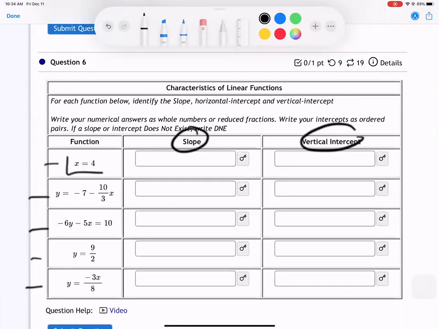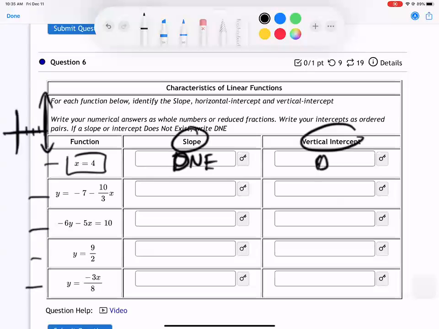So if x is equal to 4, do we have a slope? If I want to show you the graph, x equals 1, 2, 3, 4. That's a vertical line. There is no slope. So there is no slope. And also there's no y-intercept. So we don't write 0, we write something called DNE.